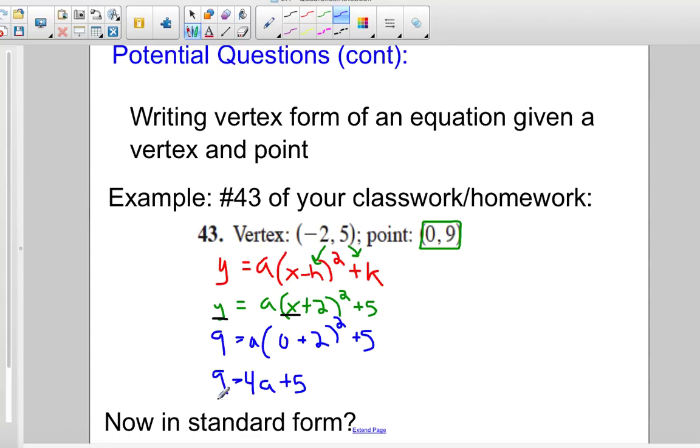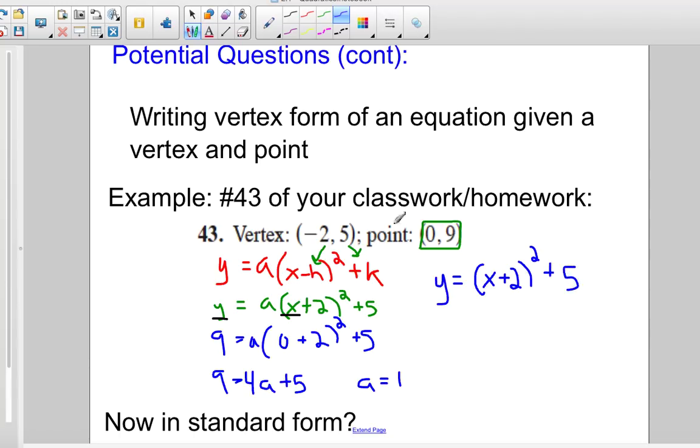I'm going to subtract the 5. So I'm going to get 4 is equal to 4a. I'm going to divide by 4. I'm going to get a is equal to 1. And you can certainly check that by plugging 1 back in if you wanted, but that's it. So if I asked you for vertex form, and I gave you this vertex and this point, you would say y equals, you don't need 0 or 9 anymore. The only reason you needed that was to get the a, and you got it. So 1, but you don't actually need to write 1 since it's understood that it's there. So (x plus 2) squared, and then plus 5.